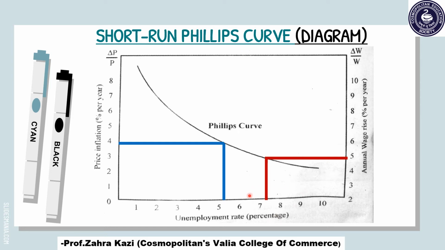So this is another case showing the inverse relationship between inflation and unemployment, as well as between wage rate and unemployment. This shows that if the inflation or the wage rate is on the lower side, if you observe the percentages of inflation and wage rate, then the unemployment rate is on the higher side. So this is another case showing inverse relationship between inflation and unemployment, and also between wage rate rise and unemployment.